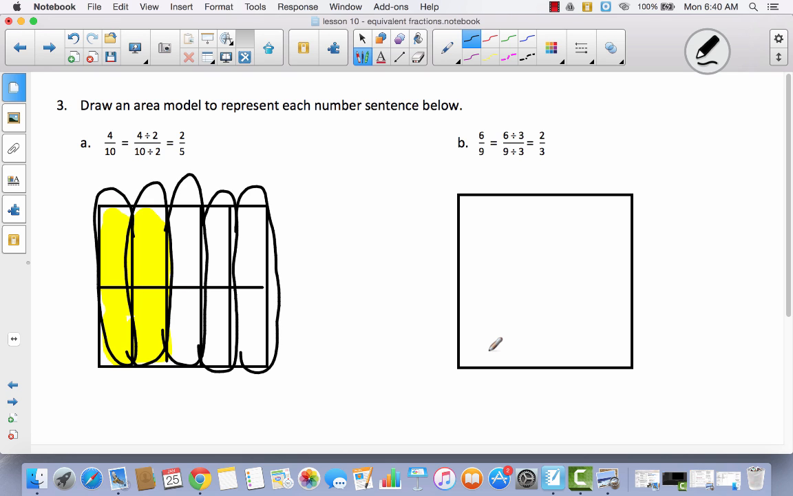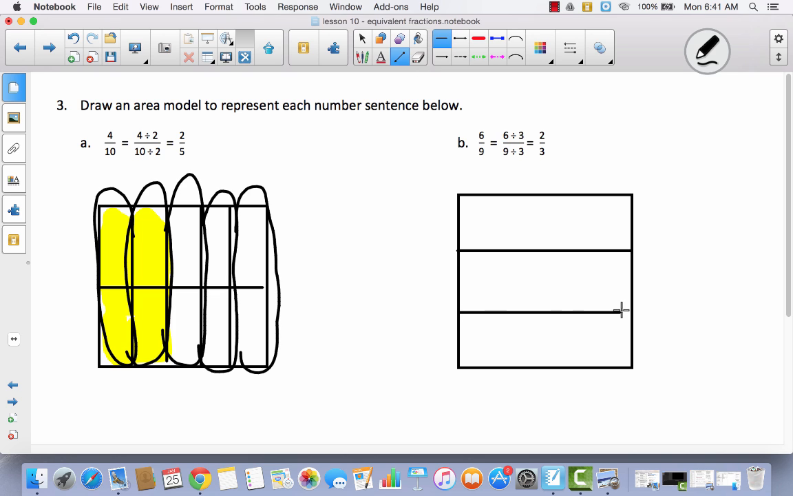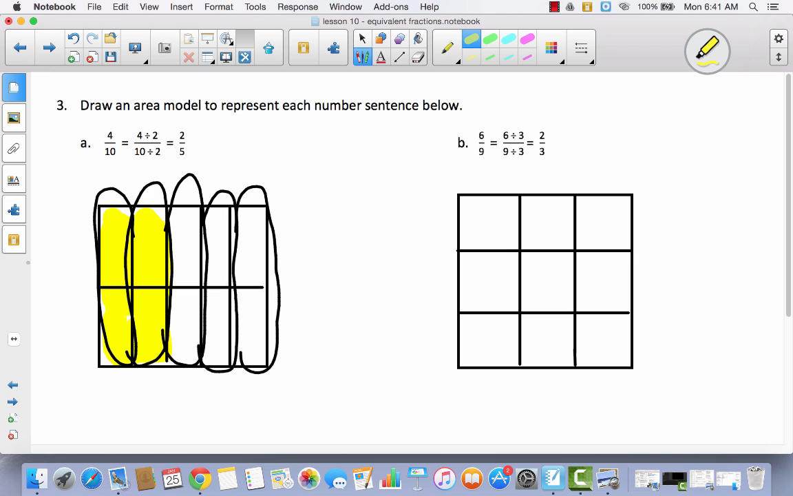All right, so this time I'm going to do 6/9. So you got to kind of think a little bit. You got to kind of plan ahead how you're going to divide this into 9. Well, I know that 9 can be 3 by 3. So I'm going to divide this into thirds this way, which is horizontally, and I'm also going to divide it into thirds vertically. So now I've got 3 groups of 3, which equals 9. And then I'm going to use my highlighter, and I'm going to shade 6 out of 9, just like this.